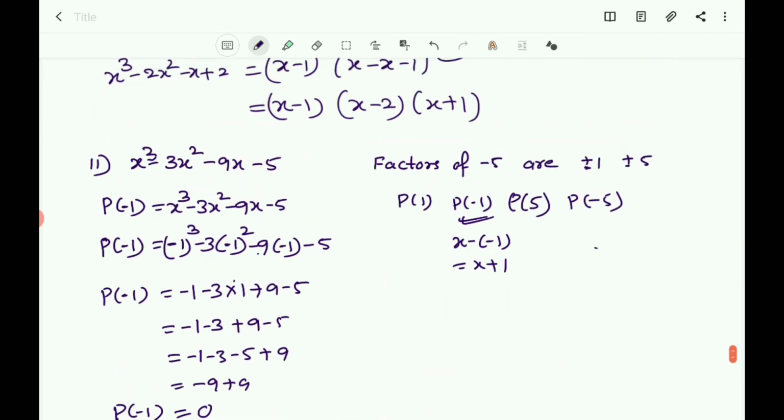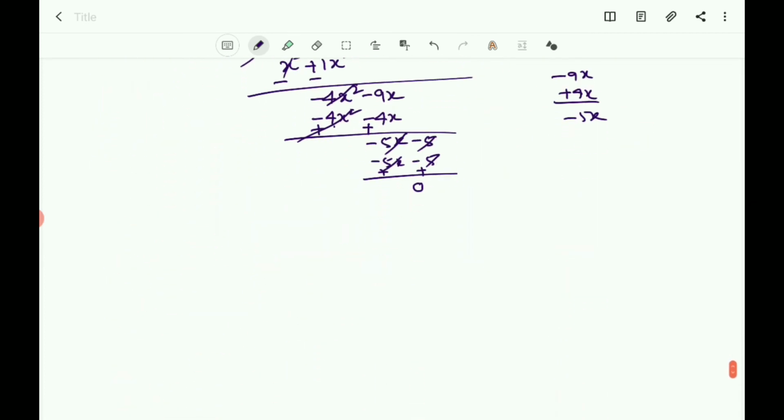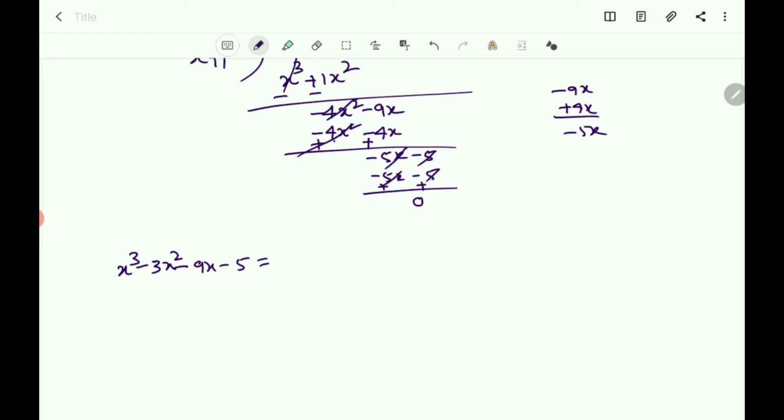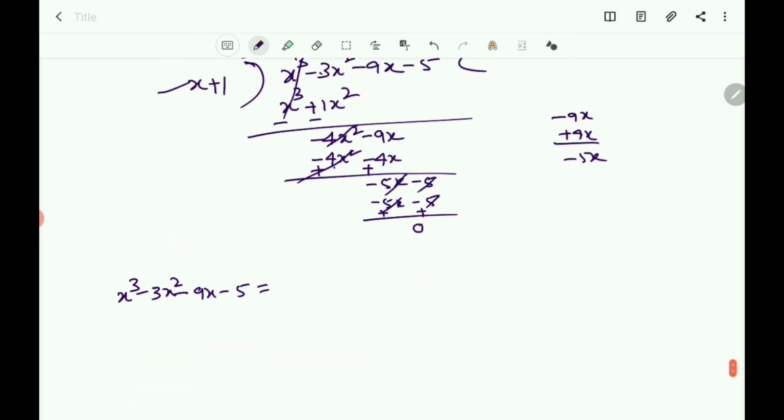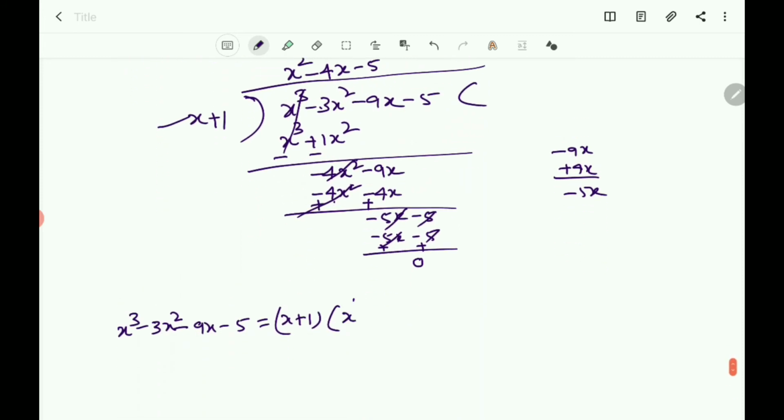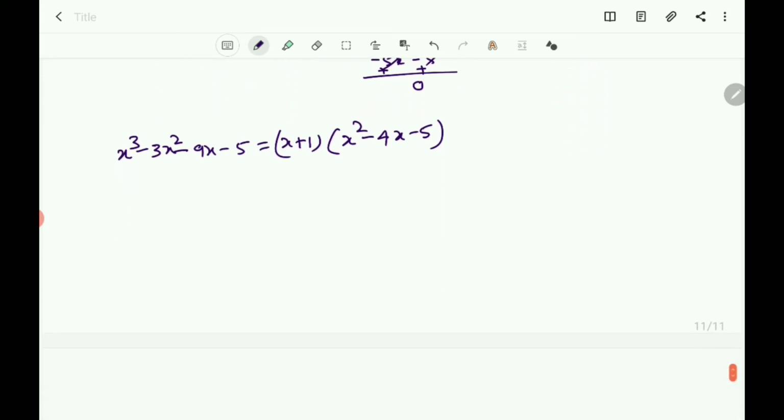So x cube minus 3x square minus 9x minus 5 is equal to, one factor is x plus 1. The other factor is x square minus 4x minus 5. Again we have to factorize x square minus 4x minus 5. You write that x square minus 4x minus 5.